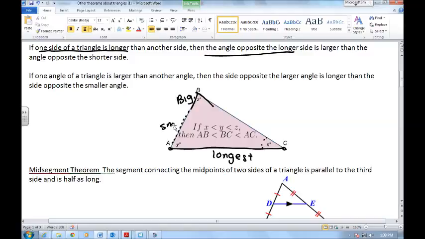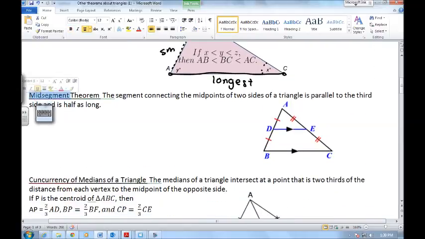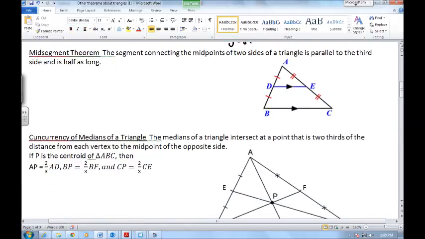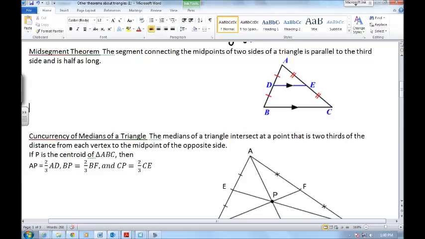We'll have examples, we'll practice these. We're just going to run through the theorems and then we'll practice them. Next theorem, the mid-segment theorem. The segment connecting the midpoints. Midpoints is a vocabulary word we've talked about.